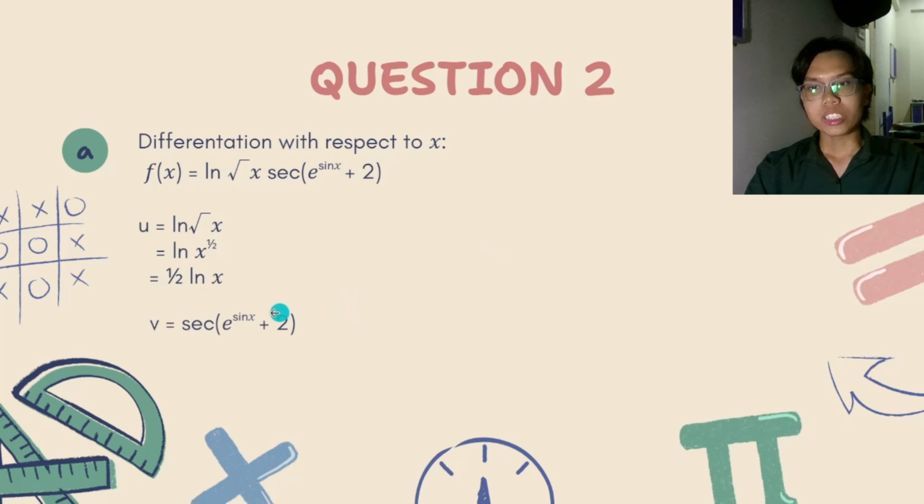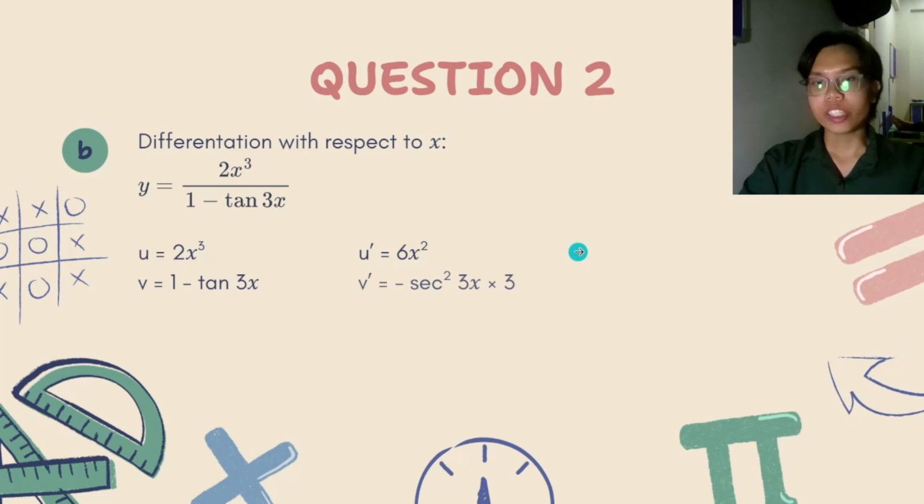For the value of u prime, we have to differentiate this value, and it will become 6x squared. And for the value of v prime, we will differentiate the value of v, which will become negative 3 secant squared 3x.